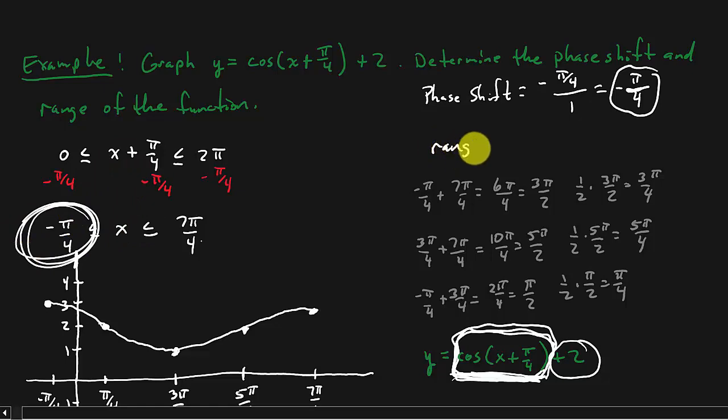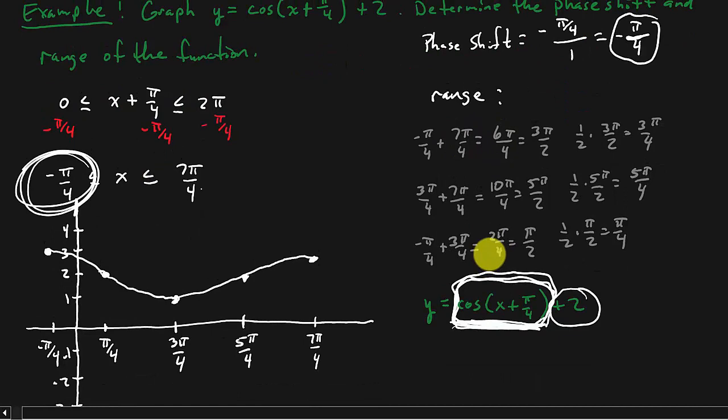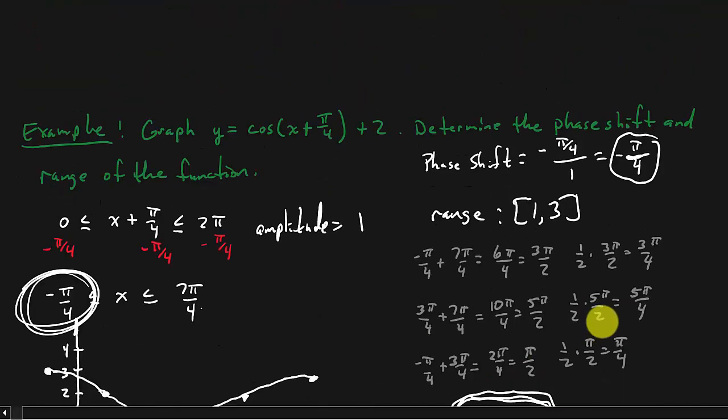And then the range, well, what's the smallest and largest y value? Well, the smallest y value is what? 1, and the largest is 3. So the range is 1 to 3. And then they didn't ask us to find the amplitude, but we know the amplitude is equal to 1. We know that. All right.